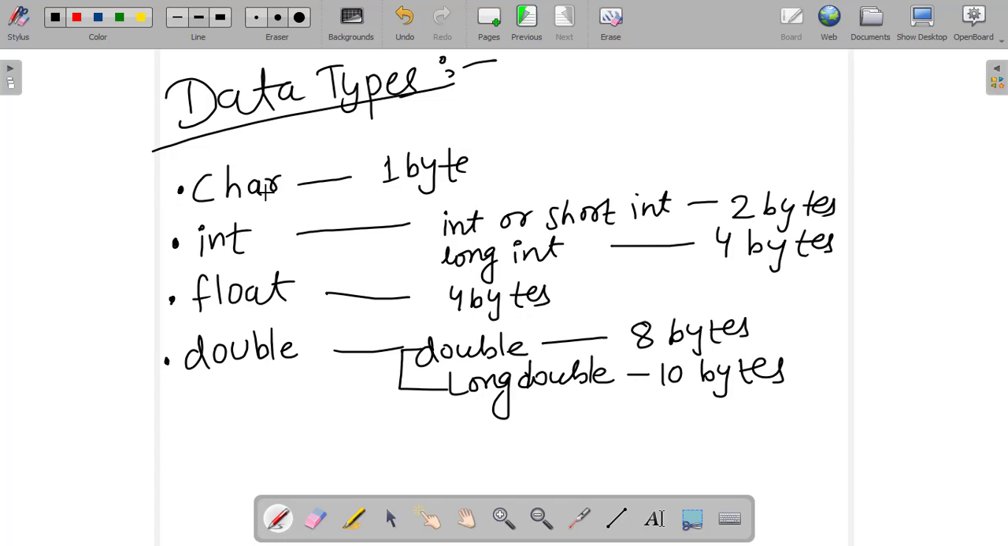So I have further divided them: char is not further divided. Int is divided into short int and long int. Short int is for storing small numbers, and long int is for storing large numbers. Same for double and long double. Double is for storing small decimal point values, and for storing large decimal values we use long double. I hope it is clear.